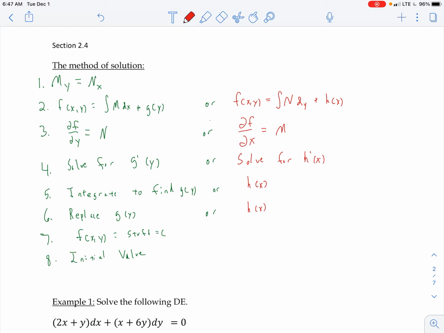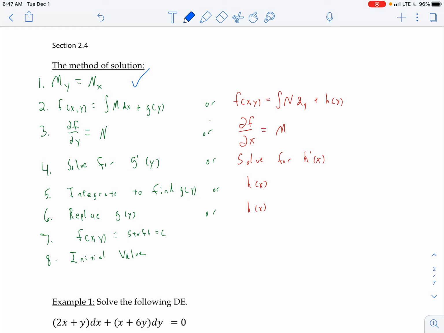So the first thing you want to do is check to see: is the partial derivative of M with respect to y equal to the partial derivative of N with respect to x? If it's equal, it's an exact equation, and then we can work further down.